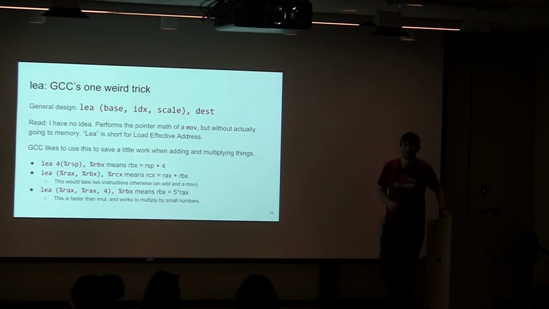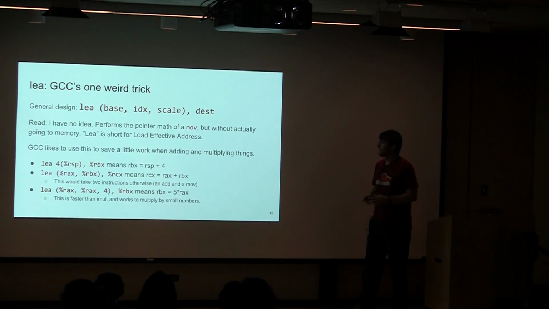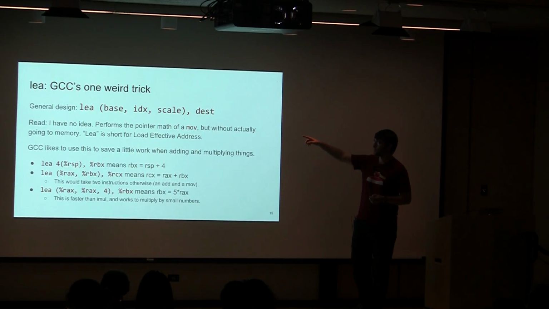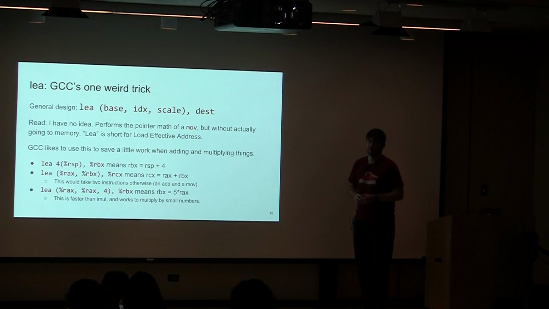All right. LEA is probably one of the most confusing instructions, not because it's that weird, but because GCC loves to use it in weird ways. The original intention of LEA was to be like a move, but without the dereference. It does all the same pointer math without actually going to memory. Like here, base, IDX, scale, that's that scaled indirect mode. It would do base plus IDX times scale, but then rather than dereferencing that, it would just store the result of that addition and multiplication into the destination.